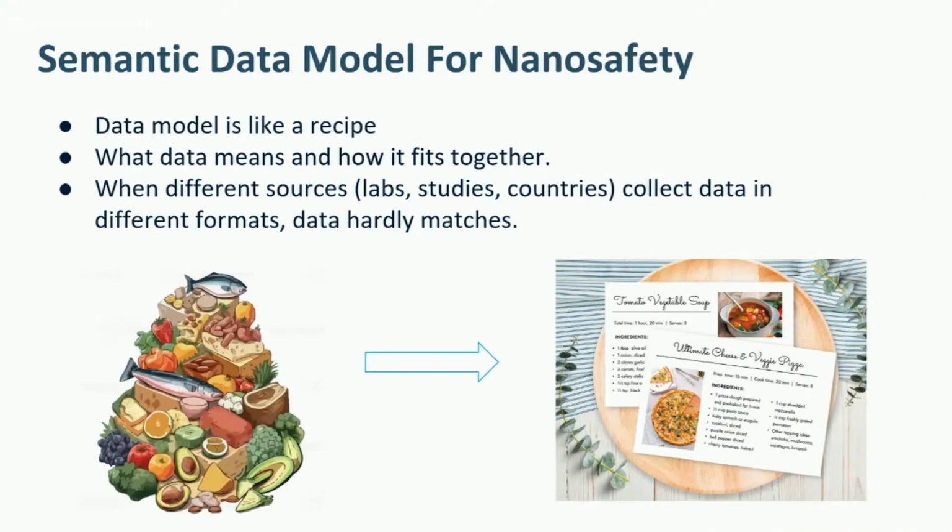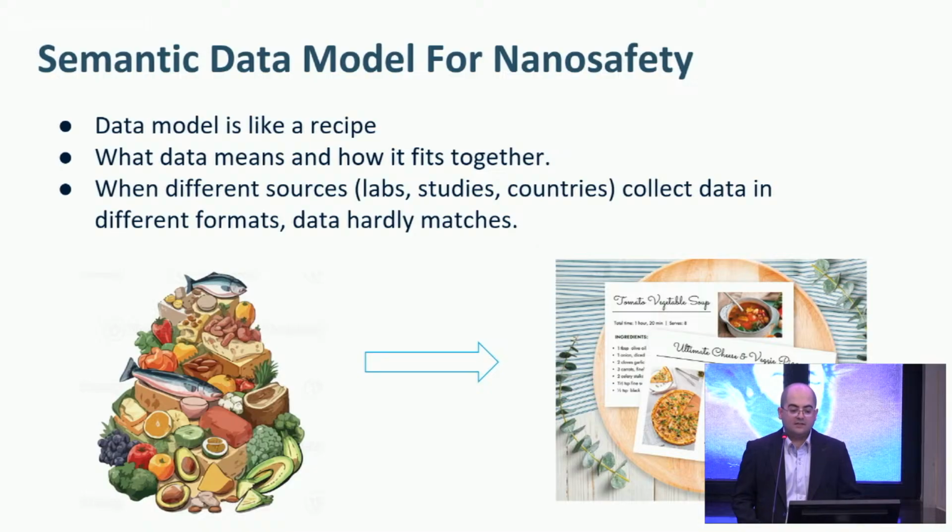Another aspect I worked on in my PhD thesis is semantic data modeling for nanosafety. Data sets are all over the place, scattered, inconsistent, as we said before. And when we have these data elements alone, they are like ingredients in food. There are a lot of ingredients, but we need to make sense out of them to have a recipe, and the data model is like that recipe. The semantic part is adding meaning to that data, so we know how all these elements of the data fit together. When different sources like labs, studies, and countries collect data in different formats, data hardly matches. And we need this data model to align all these data sets on a foundation or base model where we can make sense out of it.